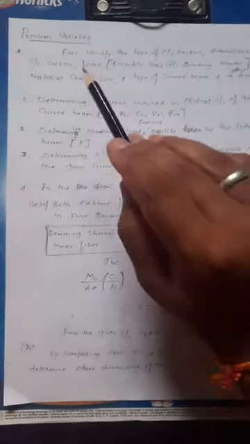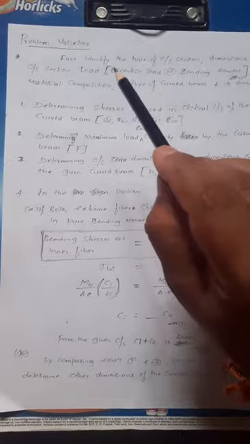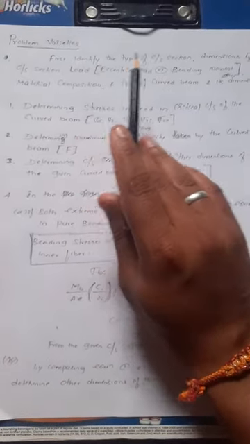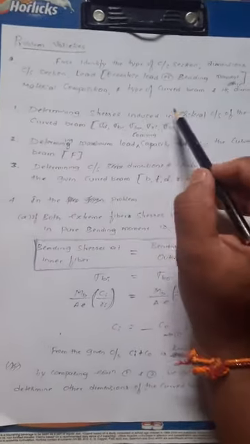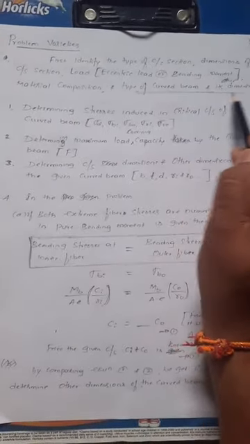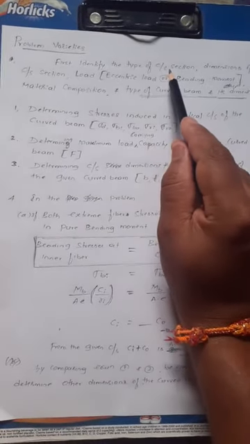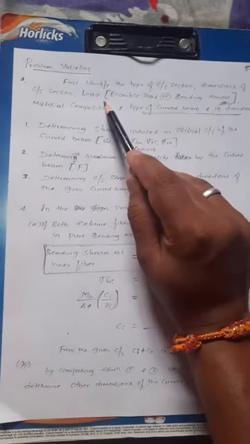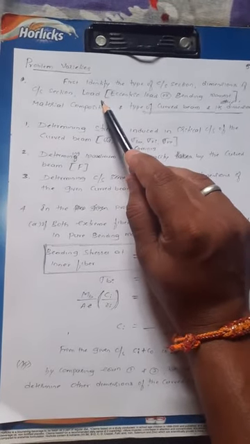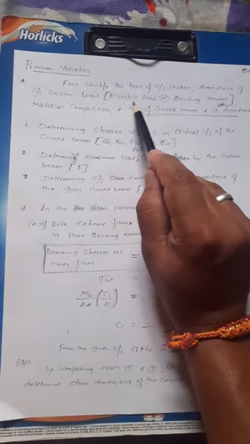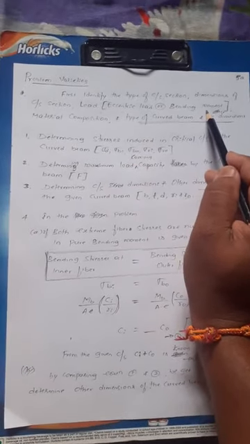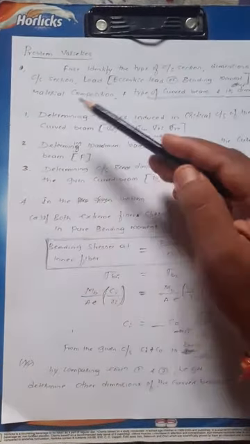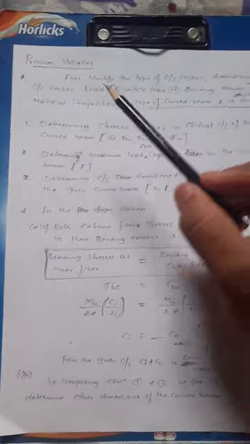Our next video is: what are the varieties of problems that occur in curved beams? Whenever a problem is given, first identify the type of curved beam and its dimensions. Then identify its cross section and the dimensions of the cross section, and what load is acting on the curved beam, whether it is an external eccentric load or a bending moment, and the material composition. So there are four varieties of problems you can see in the curved beam.